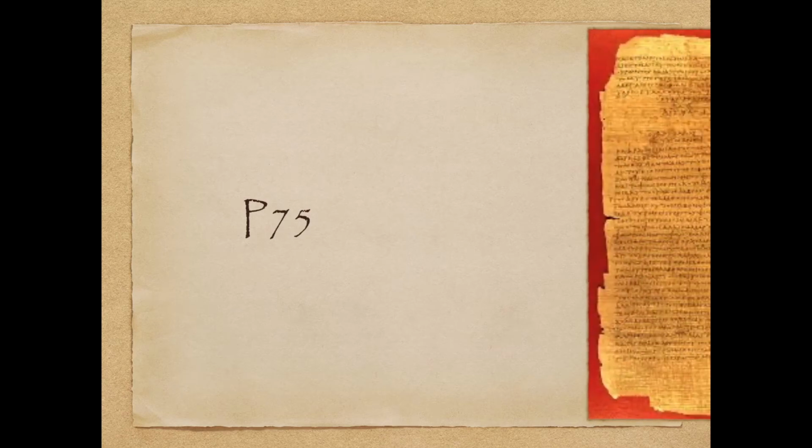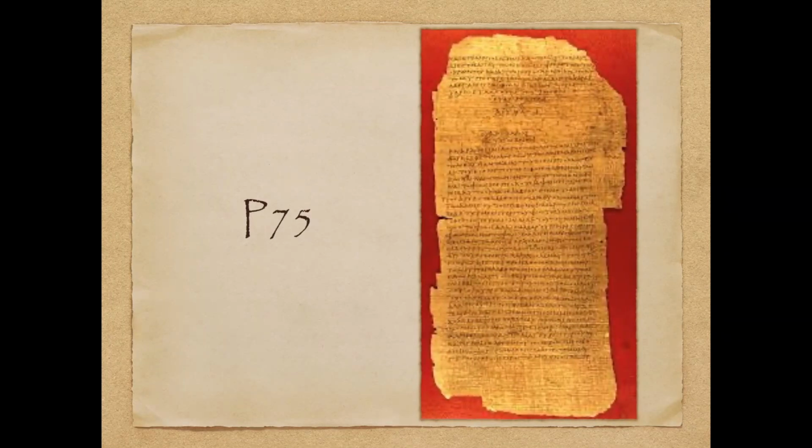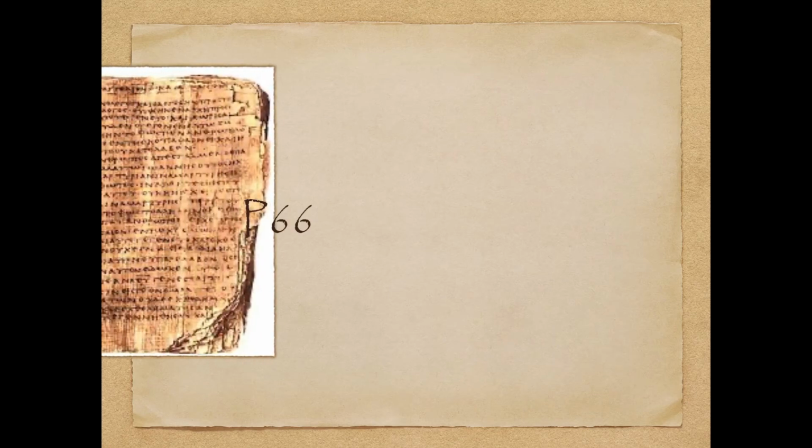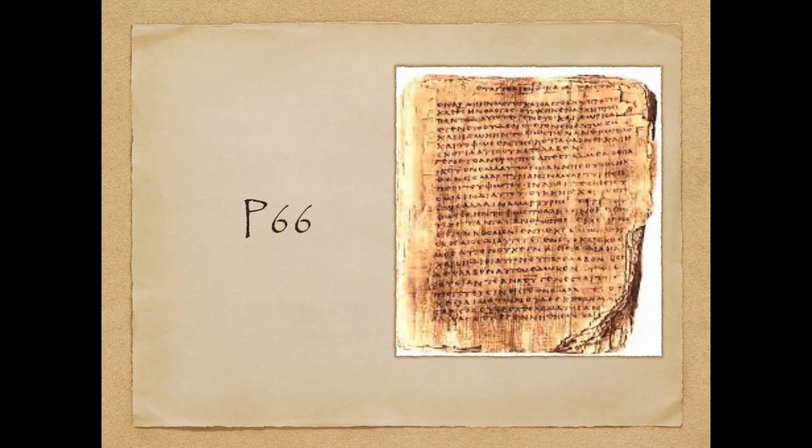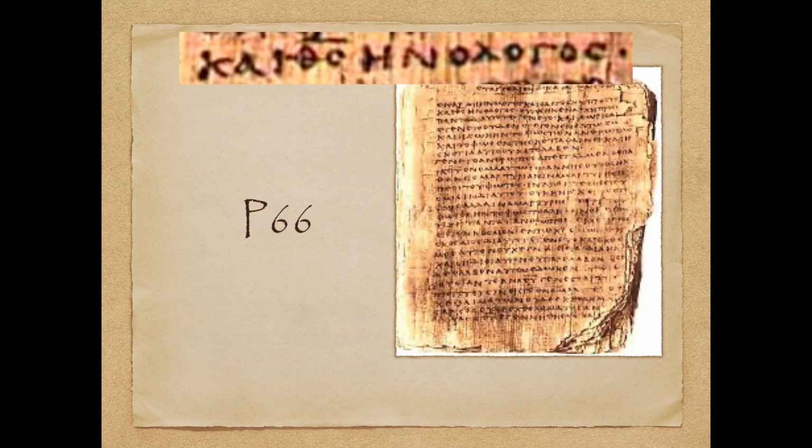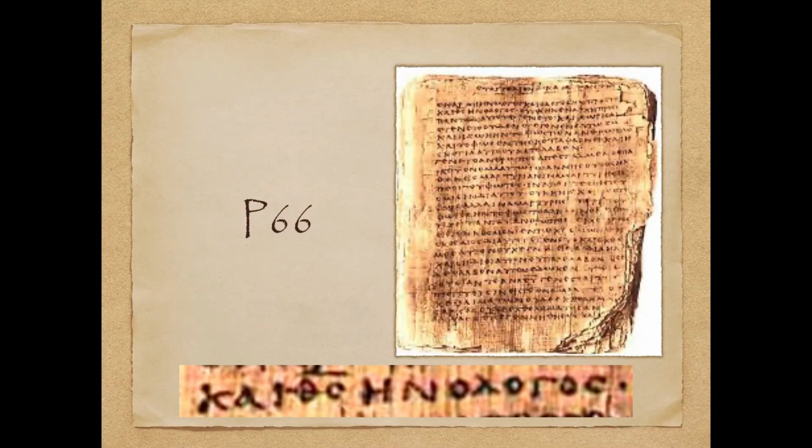P75 is from AD 175 to 200. This is a papyri that has the end of Luke, beginning of John written on it. P66 from AD 175 to 200 shows the end of John 1:1. Now here we have it zoomed in where we can see the word logos, which is an affirmation of the deity of Christ.